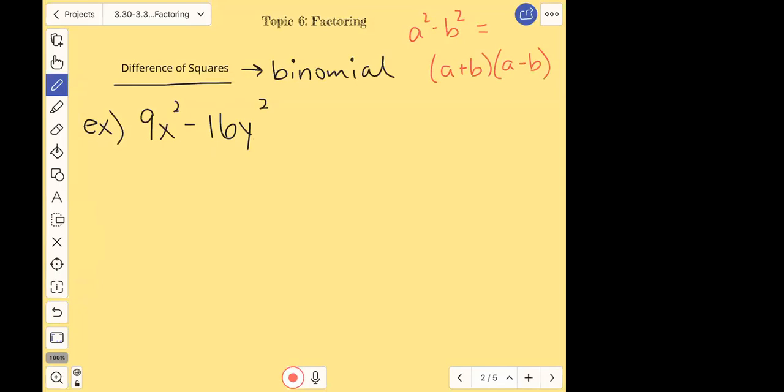So what are our a and our b here? Well, our a value would be the square root of this term. Our b value is the square root of this term. So we already determined that our first term in each is going to be 3x. And then our b value, the square root of this term, is 4y.